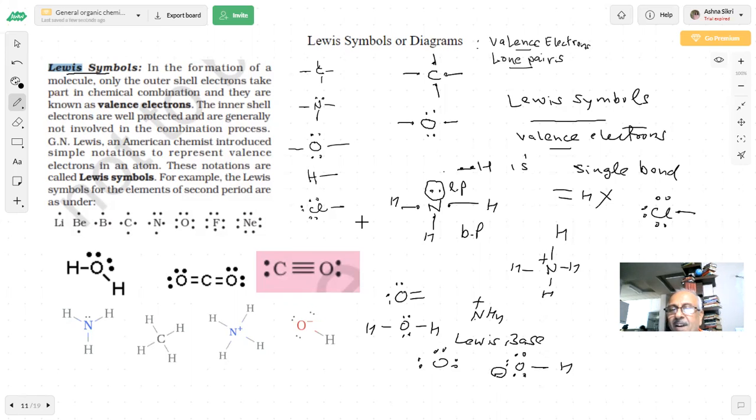If it is water, what are we showing in water? See, this pair of electrons goes here. Then what happens? This H plus is gone, and what is left is OH minus. Got it?